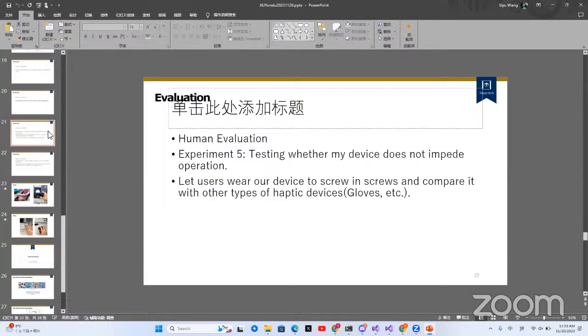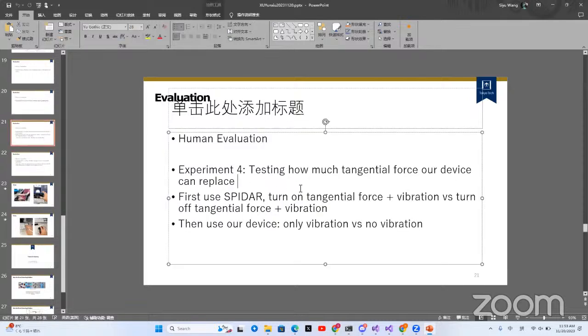And also about experiment 4, do you think it's correct? I'm not sure how much tangential force can be replaced by vibration. How much force, how it's different? I don't think we can replace tangential force by vibration. We can't replace it. There will be some difference. I want to know if the difference is critical or not. If not very critical, then we can do without any force.